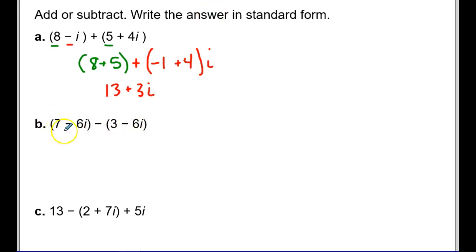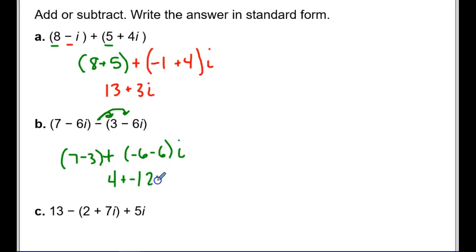Now I'm subtracting. So here I'm going to deal with my real parts. So 7 minus 3. And then I've got a negative 6 minus 6. And I can't forget my i there. And this is always going to be a plus sign in between because I've distributed this negative sign already. So I know I can add this. So 7 minus 3 is 4, plus negative 6 minus 6 is negative 12i.